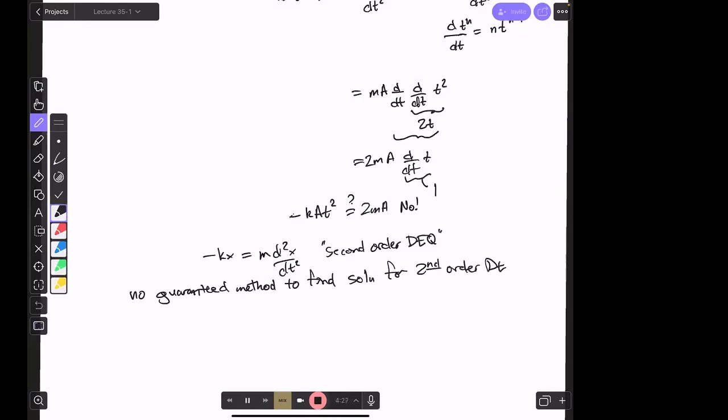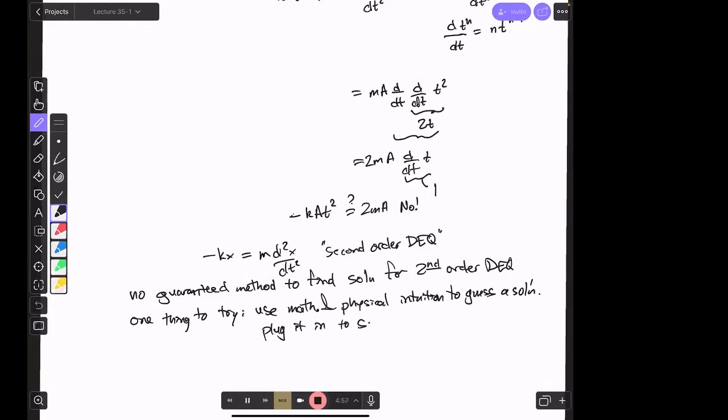But one good thing to try is to use your mathematical and physical intuition to guess a solution. And you guess a solution, and as we just did, you plug it in to see if it works. So we're about to do this.